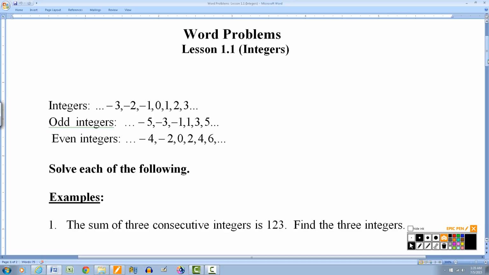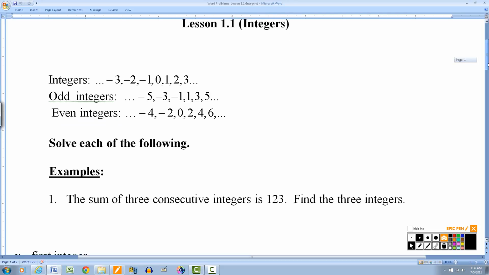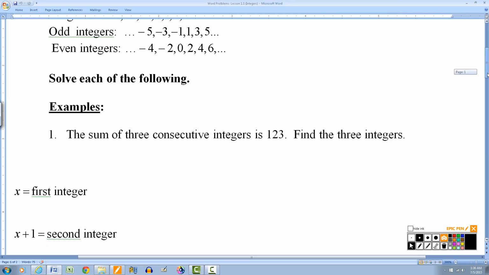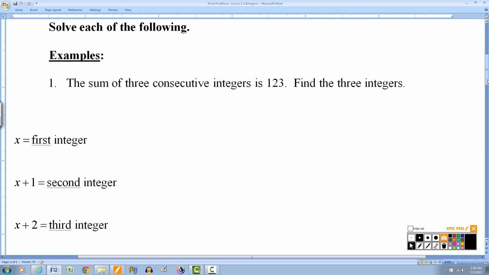So we start off by saying, okay, I'm looking for 3 consecutive integers, so I let x equal the first integer. I know that if I add 1 to that one, I get the next one. So I add 1 to x, I get x plus 1. If I add 1 to that, I get the next one. So x plus 1 gives me x plus 2. So x, x plus 1, and x plus 2 represent the 3 integers. Now this is where the equation comes into play.